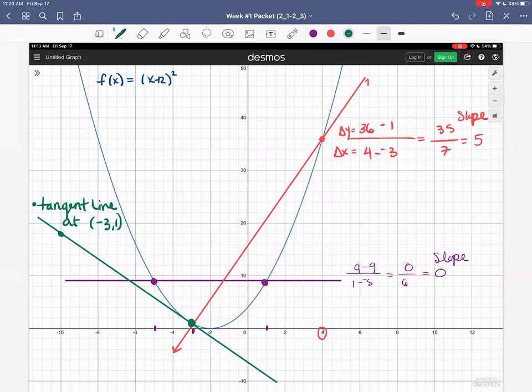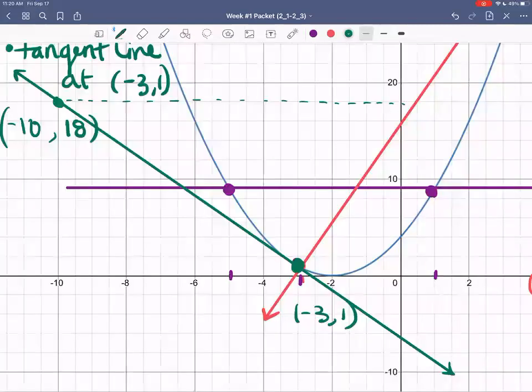So I've identified the point -3, 1. And over here, this is -10. And about, let's see, we can see how high this point is. It's about at 18. So I've identified 2 points on my tangent line, and I just want to find the slope between them. So to do that, I'll zoom in here. So I just want to find the slope between these 2 points.